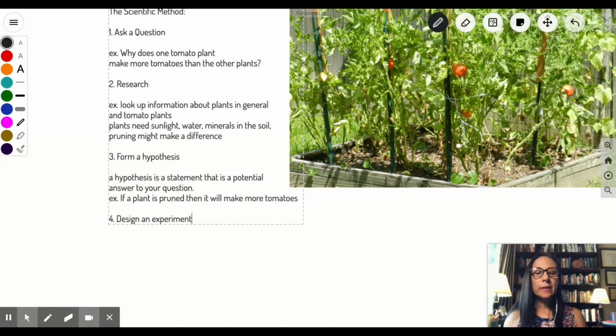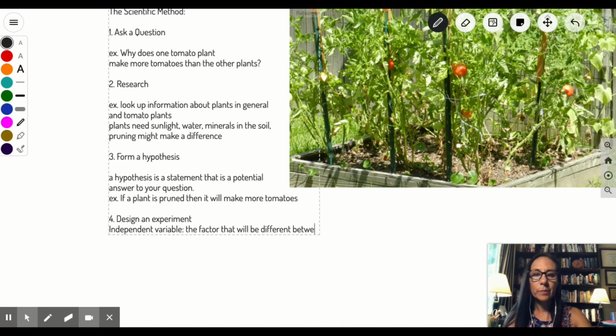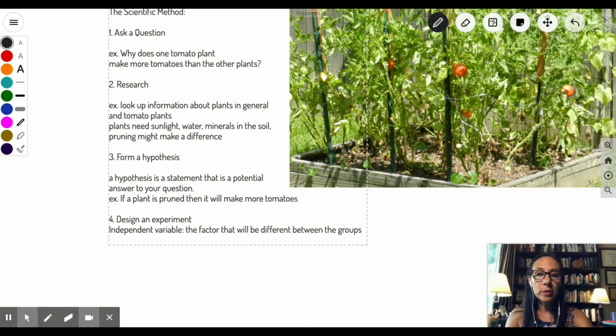And when you design an experiment, you need to keep in mind what the variables are going to be. So you need to have an independent variable. The independent variable is the variable that will be different between the groups, so the factor that will be different between the groups. So in my experiment, I'm going to have a group of plants that will be pruned and a group of plants that will not be pruned. And so my independent variable for my example is pruning or not pruning.